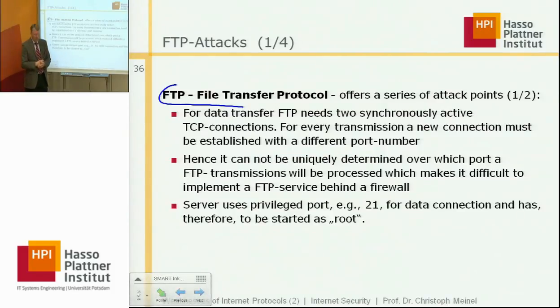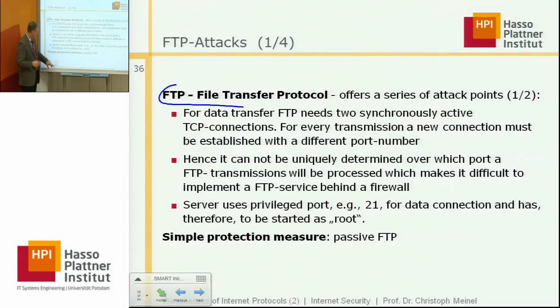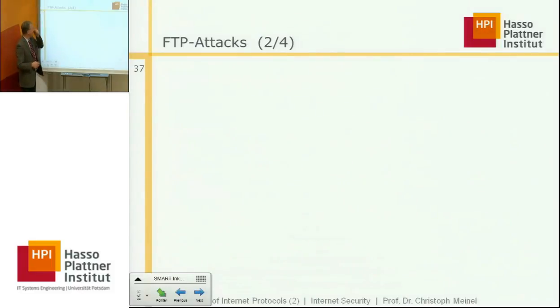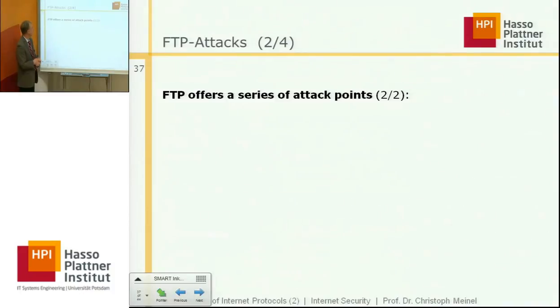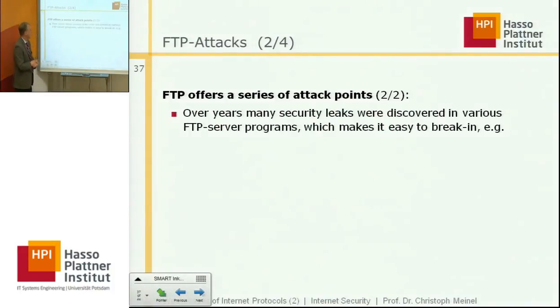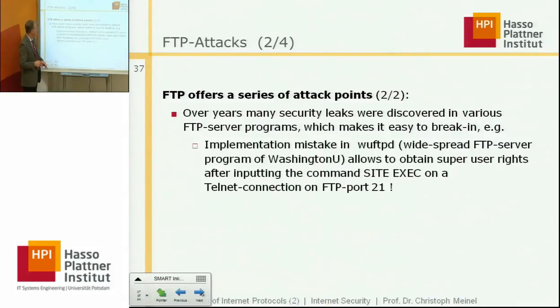The server uses the privileged port, typically 21, for data connection and has therefore to be started as root. So a simple protection measure to prevent such types of FTP attacks is to only allow passive FTP. There are more attack points. Over the years, many security leaks were discovered in very different FTP server programs, which make it very easy to break in. Here are some examples.